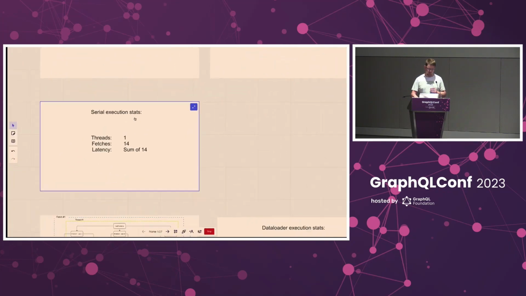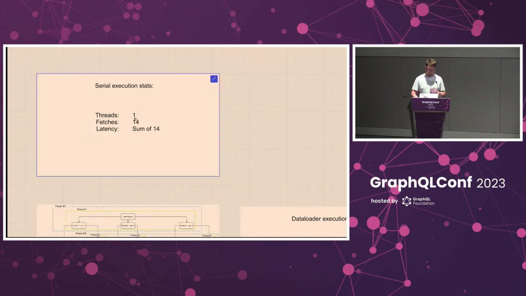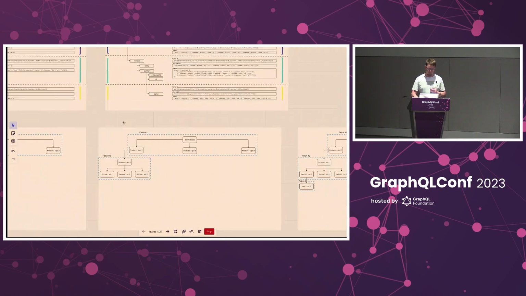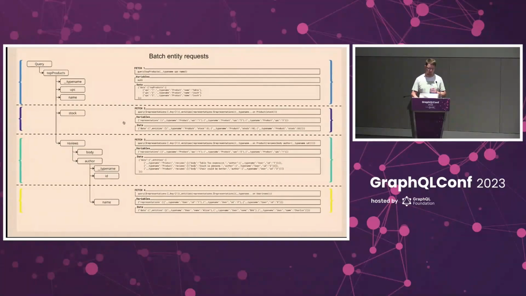And if we look at the stats, this was one single thread. We did 14 fetches, and the latency of the whole operation is the sum of all the latencies of 14 fetches. That can take some time. There's a better approach to this. We talked about it, batch requests.